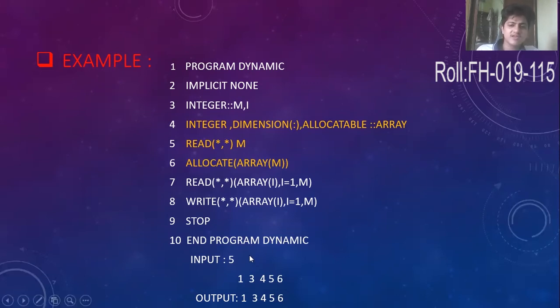For example, if we input the size of the array as 5, then we are able to input only 5 values, for example 1, 3, 4, 5, and 6. And then we can show the input with a write statement. Here the output is 1, 3, 4, 5, 6 using an implied do loop.